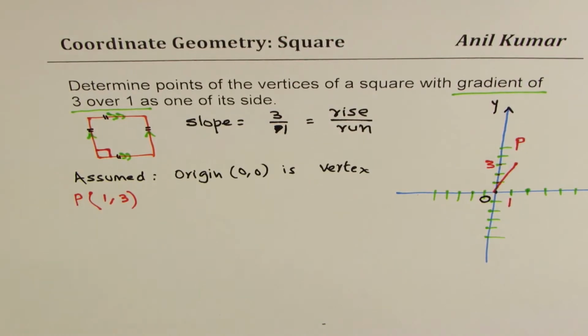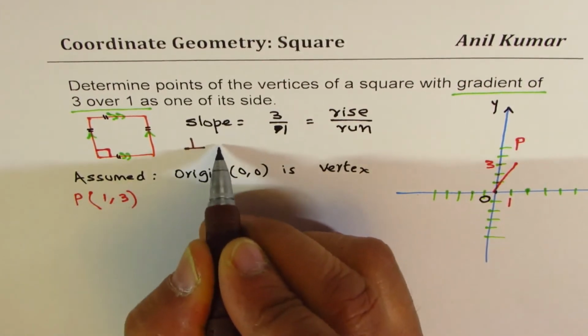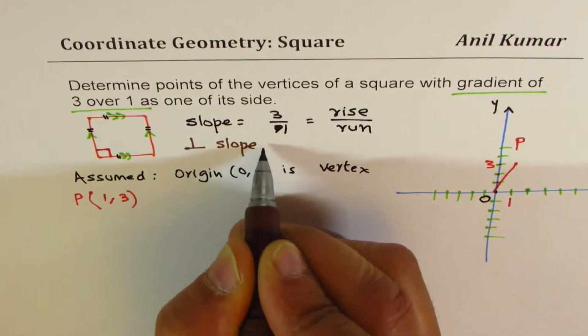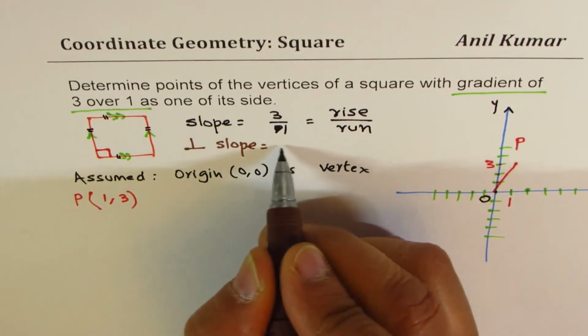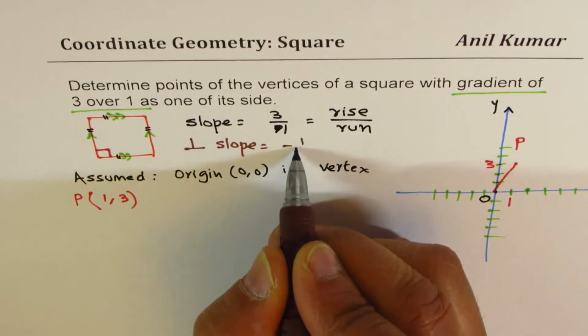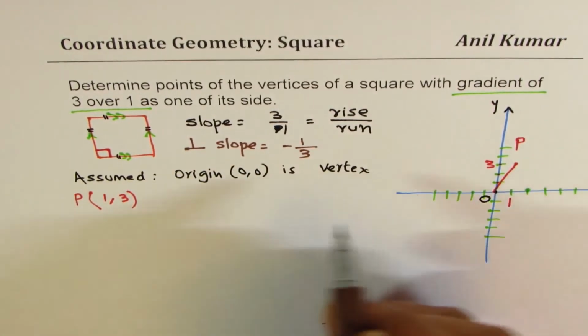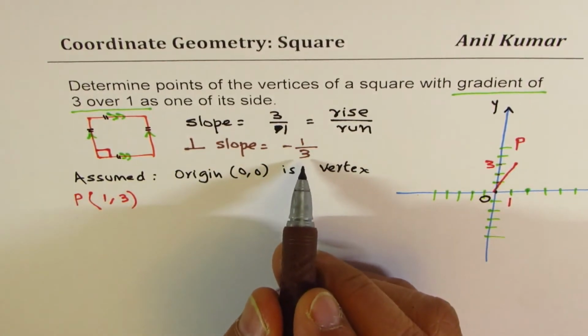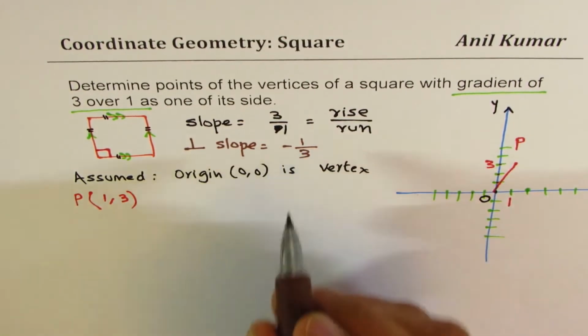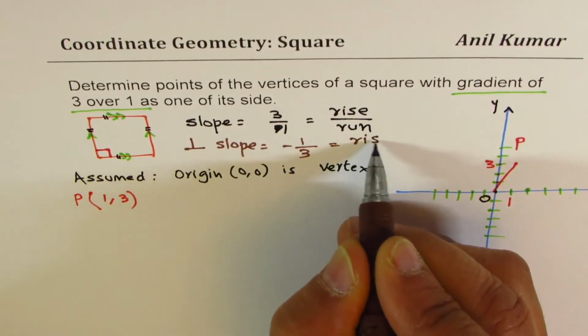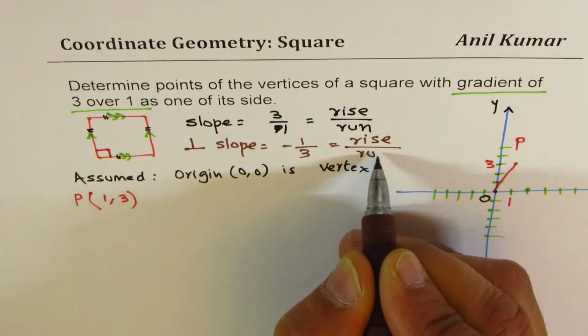Now the idea is to get the other three vertices. We already got two of them. In a square, the sides are at right angles. So a perpendicular slope is what? Negative reciprocal, right? So negative 1 over 3. That becomes the slope of a perpendicular. So if I do negative 1 over 3, that again means rise over run.